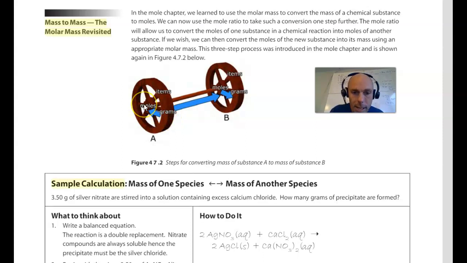So we're going to go from mass to moles using molar mass. For substance A, whatever that is, we'll use the mole ratio or the coefficients to go from substance A to substance B. And then we'll go from moles of substance B to grams using the molar mass once again. We'll do it all using dimensional analysis. So we're going to scroll down, take a look at this sample problem, then I'll give you a chance to practice the problem on your own, and again, compare your solution to mine.